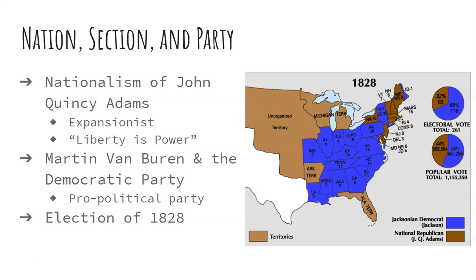But Adams' programs handed his political rivals a really powerful weapon. By using individual liberty, states' rights, and limited government as their rallying cries, Andrew Jackson's supporters began to organize for the election of 1828 almost as soon as John Quincy Adams took office in 1825. And Martin Van Buren, who was a senator from New York, really oversaw this and was the architect of this new Democratic Party.